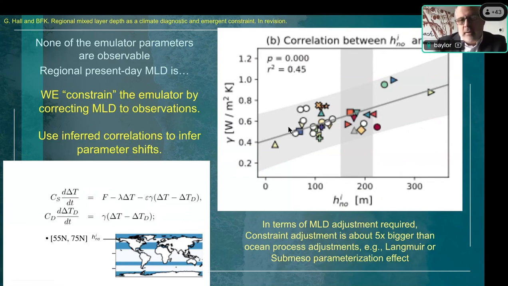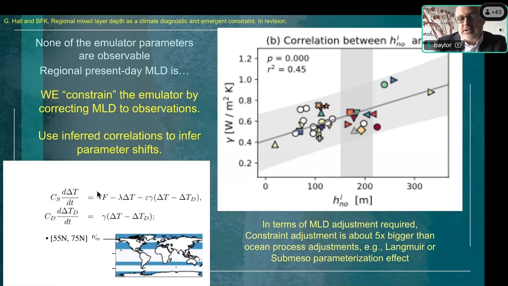And so you get an emulator set that's kind of like, well, if we could fix the mixed layer depth, and that might be by changing ocean processes, but it also might be by changing atmospheric processes, cloud parameterizations, all of that. And just for a sense of scale, the amount of adjustment we have to do here is about 5 times bigger than what you get from adjusting an ocean mixing process alone, like adding Langmuir turbulence physics or the submesoscale parameterization. So this is a pretty big adjustment to the mixed layer depth. It probably involves multiple parameterizations and resolution effects to get yourself all the way there in a realistic GCM.